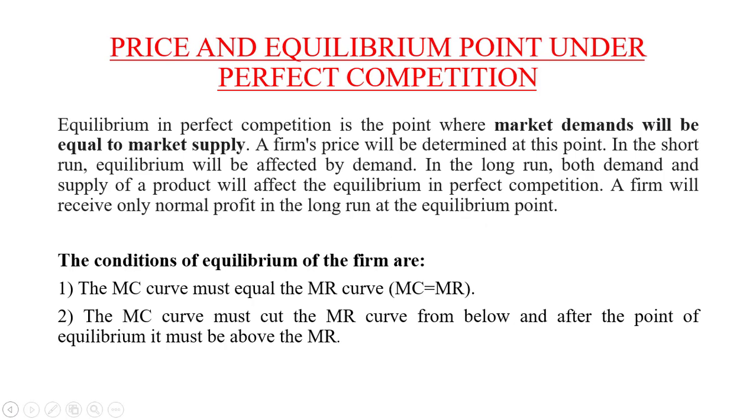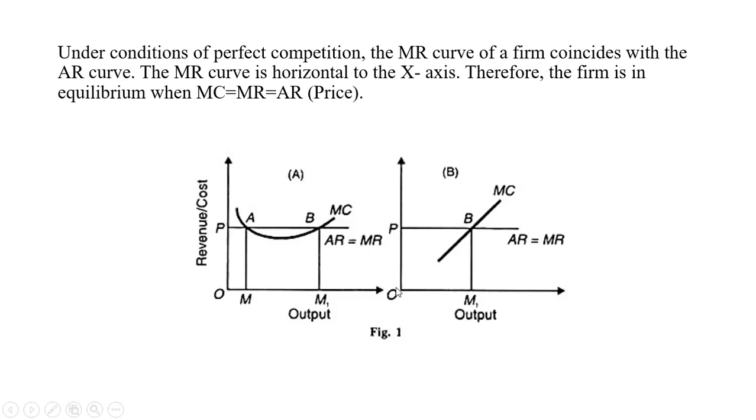So here also we have seen this: the MC curve must be equal to the MR curve. The MC curve must cut the MR curve from below, and after the point of equilibrium it must be above the MR. So it is above this MR. You can see this. So this is our equilibrium point where demand and supply are equal, or else AR is equal to MR and MC is above the MR.